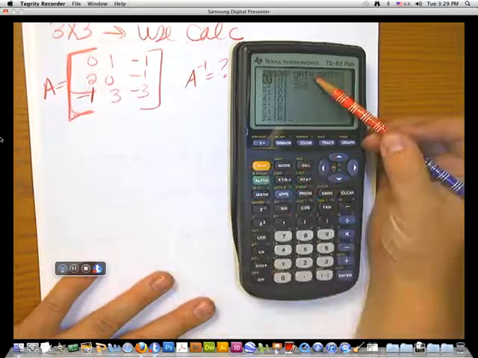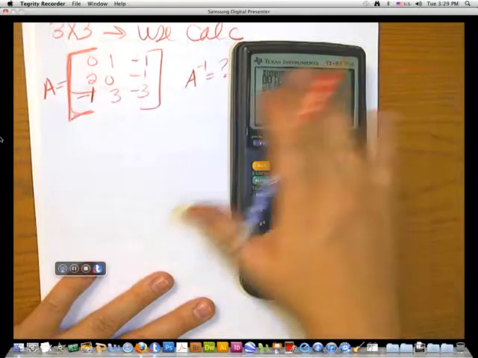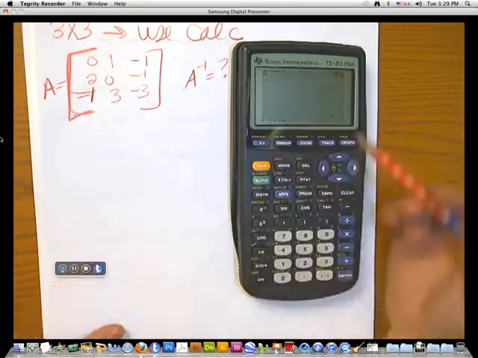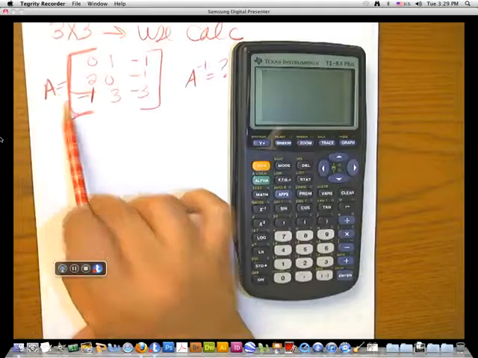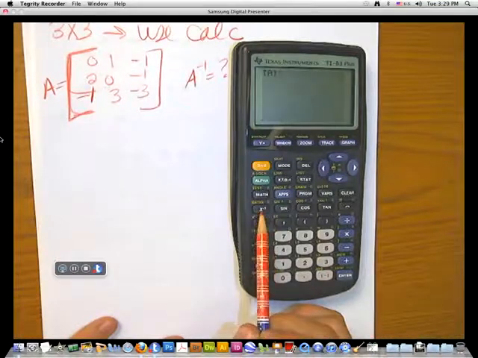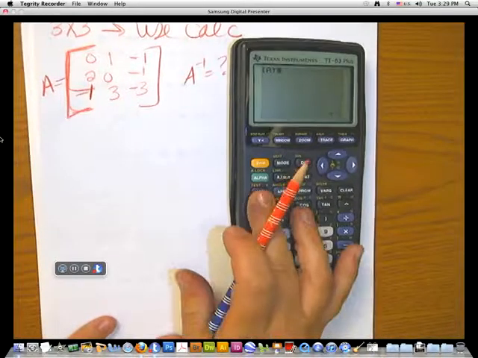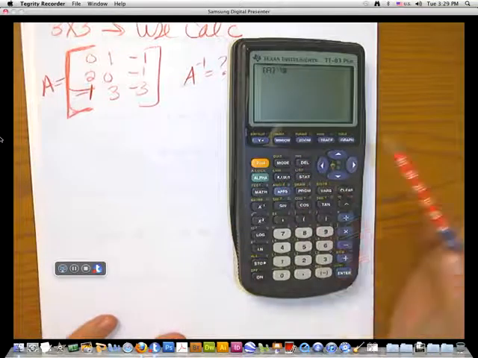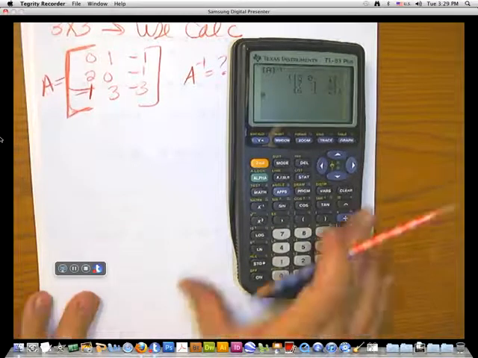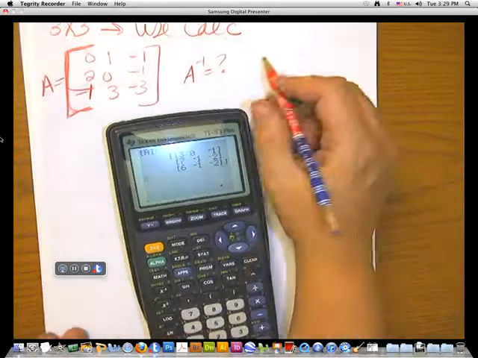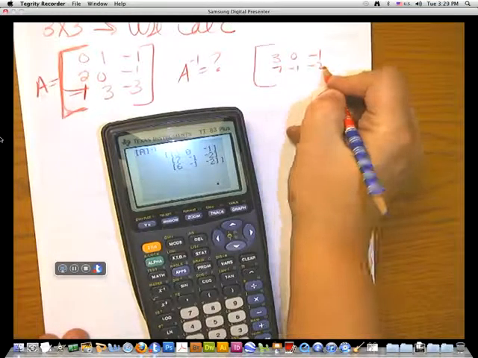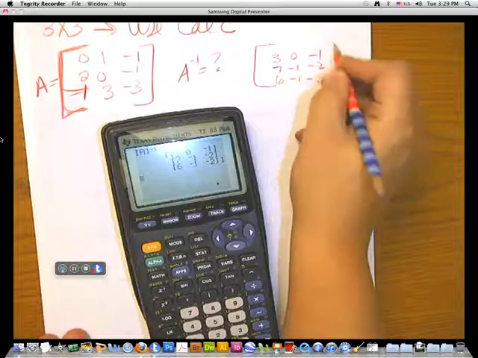And then under matrix, math, oh, I'm sorry, that's not true. We've got to clear it out and go to our home screen. We're going to recall our matrix, second matrix. And then the button that we use is this x to the minus 1. What is the inverse of our matrix? And there it is. The inverse of the matrix is 3, 0, negative 1, 7, negative 1, negative 2, 6, negative 1, negative 2.